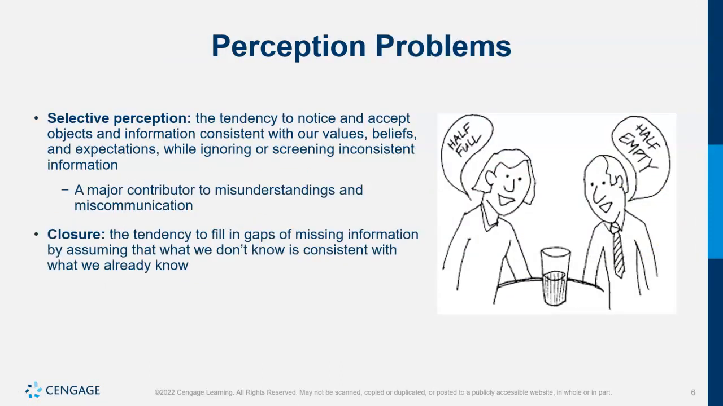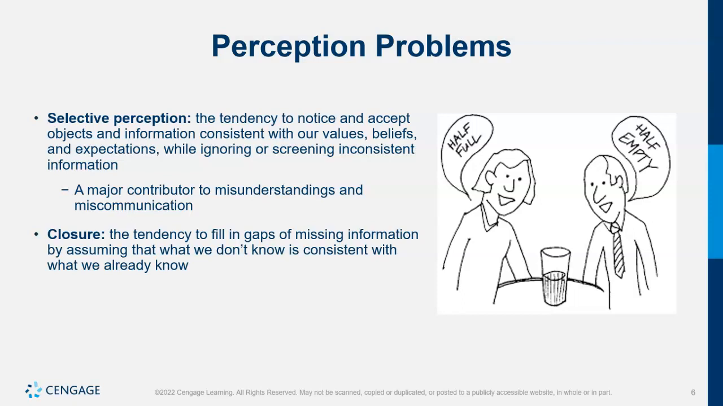Some perception issues that may occur include selective perception. This is a really common thing. It's just part of who we are. It's the tendency for us to notice and accept objects and information that go along with our own values, beliefs, and expectations, and at the same time ignore or screen information that's inconsistent with them. This is a major contributor to misunderstandings and miscommunications.